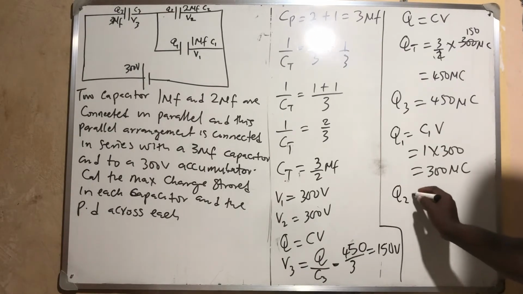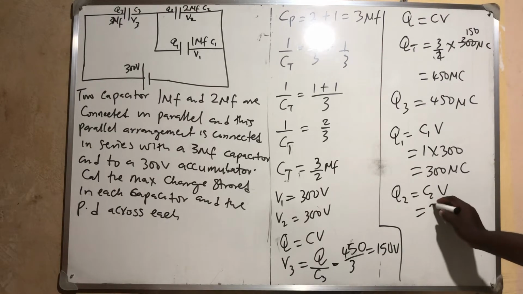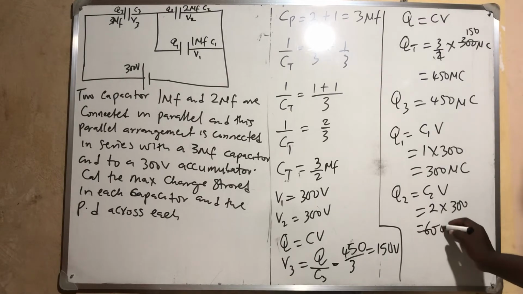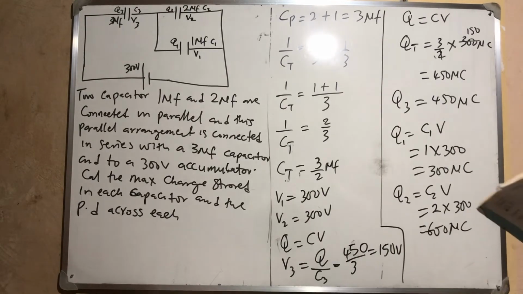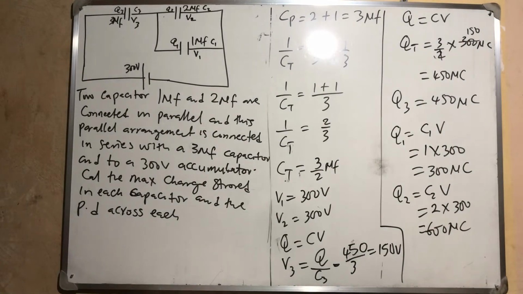My Q2 is equal to what? C2V, which is 2 times 300, which is 600 mu coulomb. So that is that for that. Very, very simple to calculate. Right?